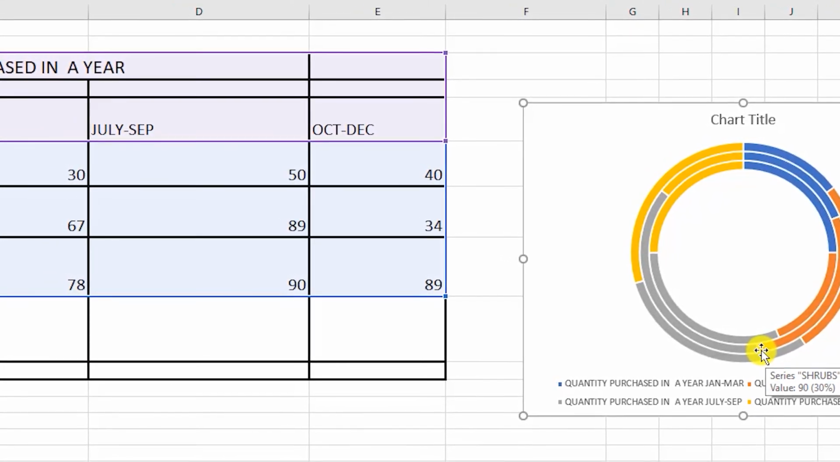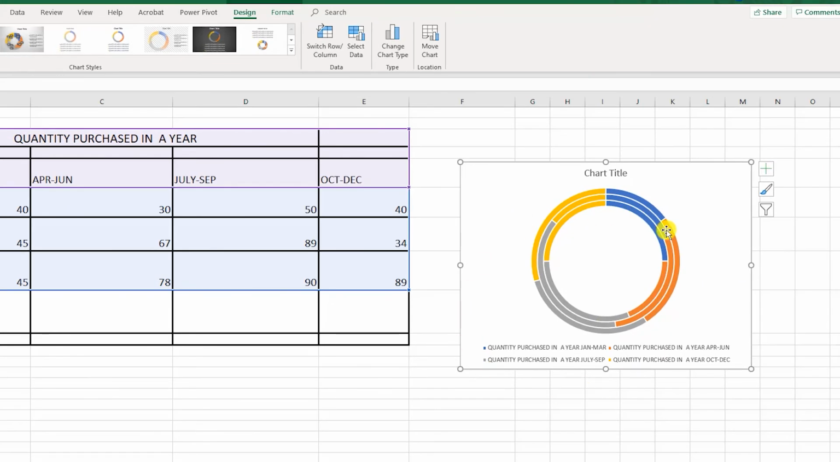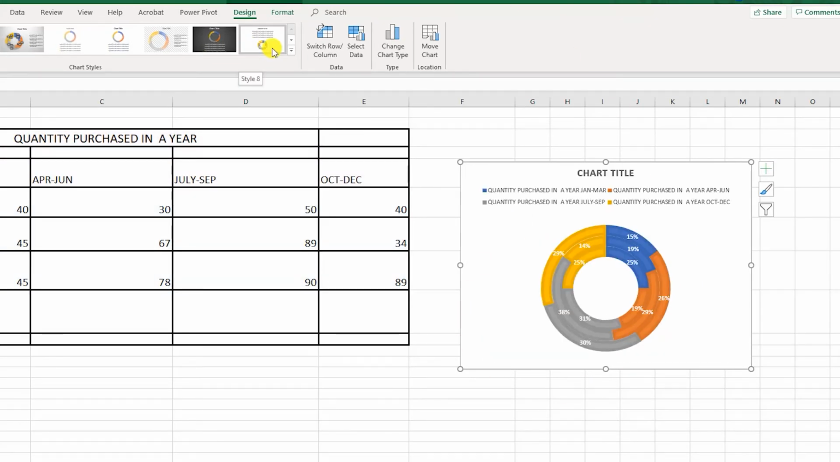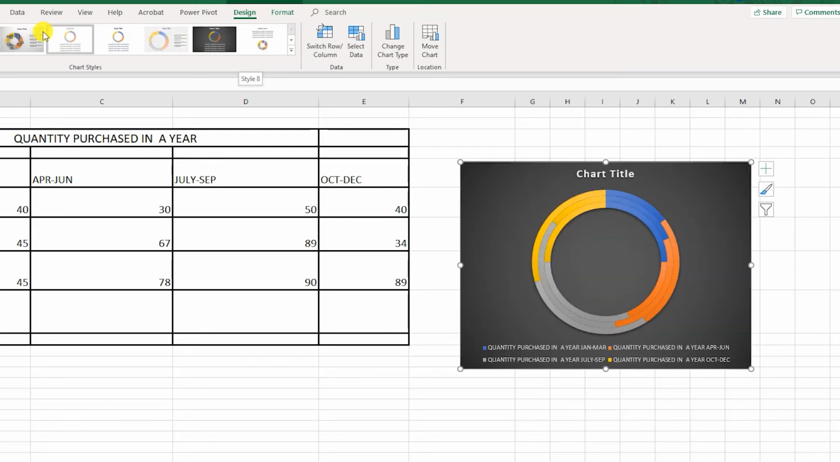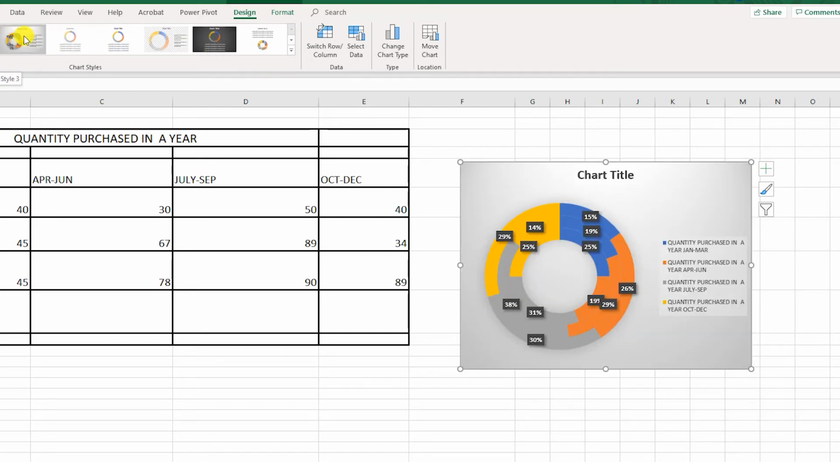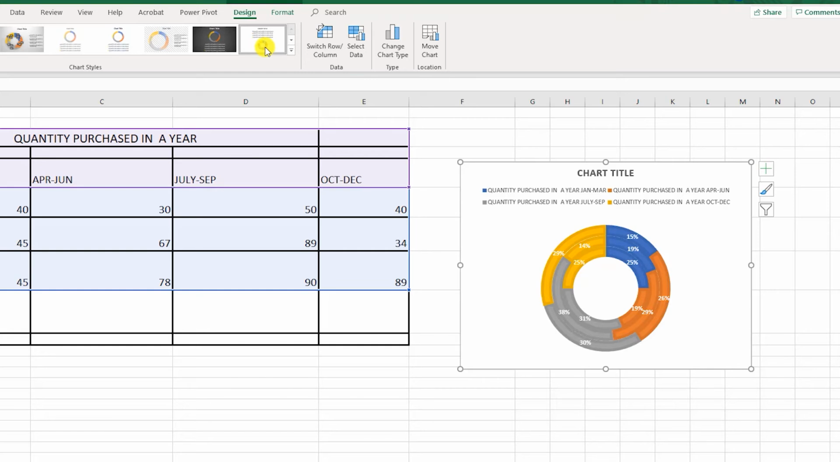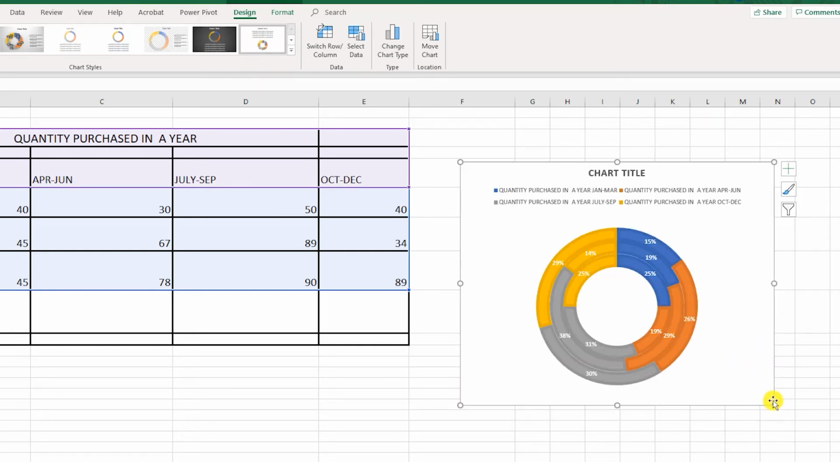Then shrubs is here. Now since this is not very clear, I'll go to a 3D category. See, this is a 3D category of donut chart where the rings are clearly visible to us. Or I can even choose this kind of category. Here also the rings are clearly visible. Here we are getting each data series in the form of a ring. Either you can choose this category. This is also very clear. So we choose this category which is clear. Here the rings are shown clearly.